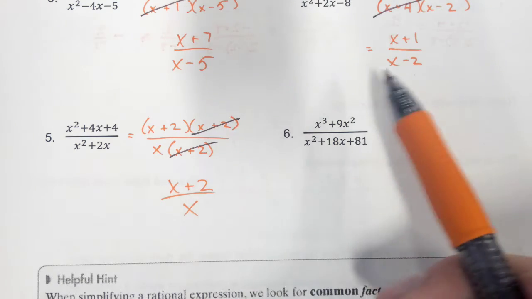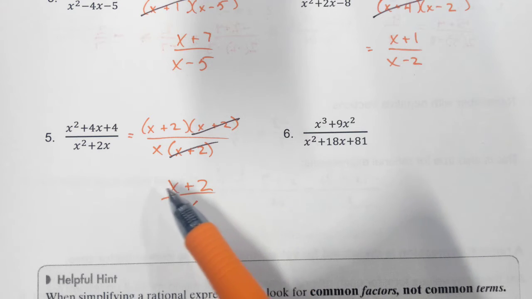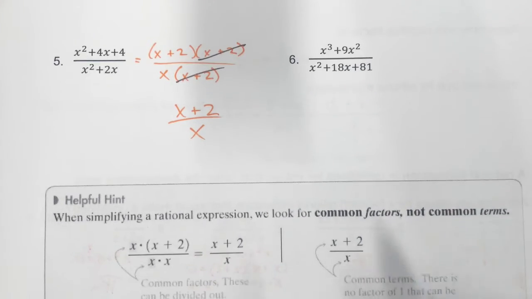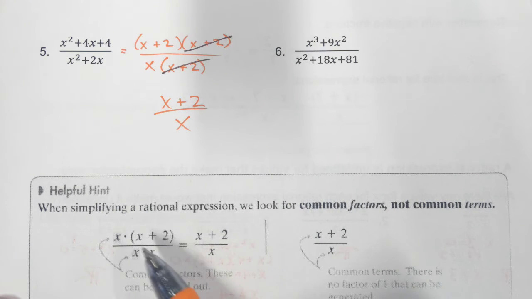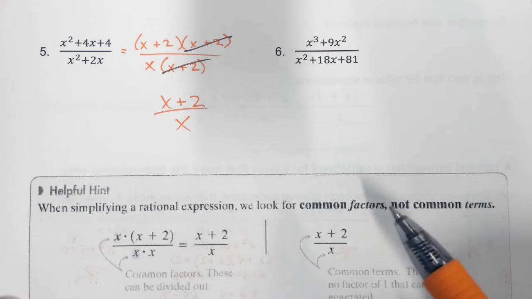Again, just like these ones, I cannot cancel these x's out because I cannot cancel across addition, only across multiplication. And that's what this helpful hint down here says. You can't factor out common terms, just factors. You can't divide them out.